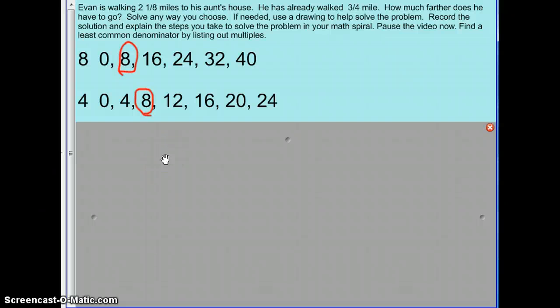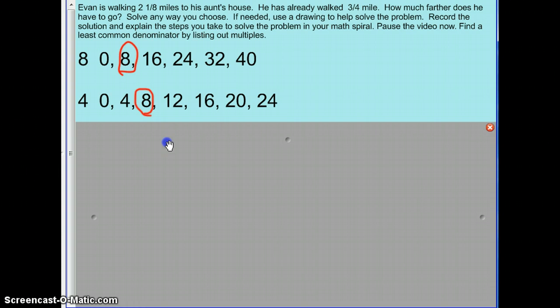Record the solution and explain the steps you take to solve the problem in your math spiral. Find a least common denominator by listing out multiples. Then go ahead and work the problem. Then check it. Pause the video now to work the problem. Wow, that was quick. You got 8, so did I.